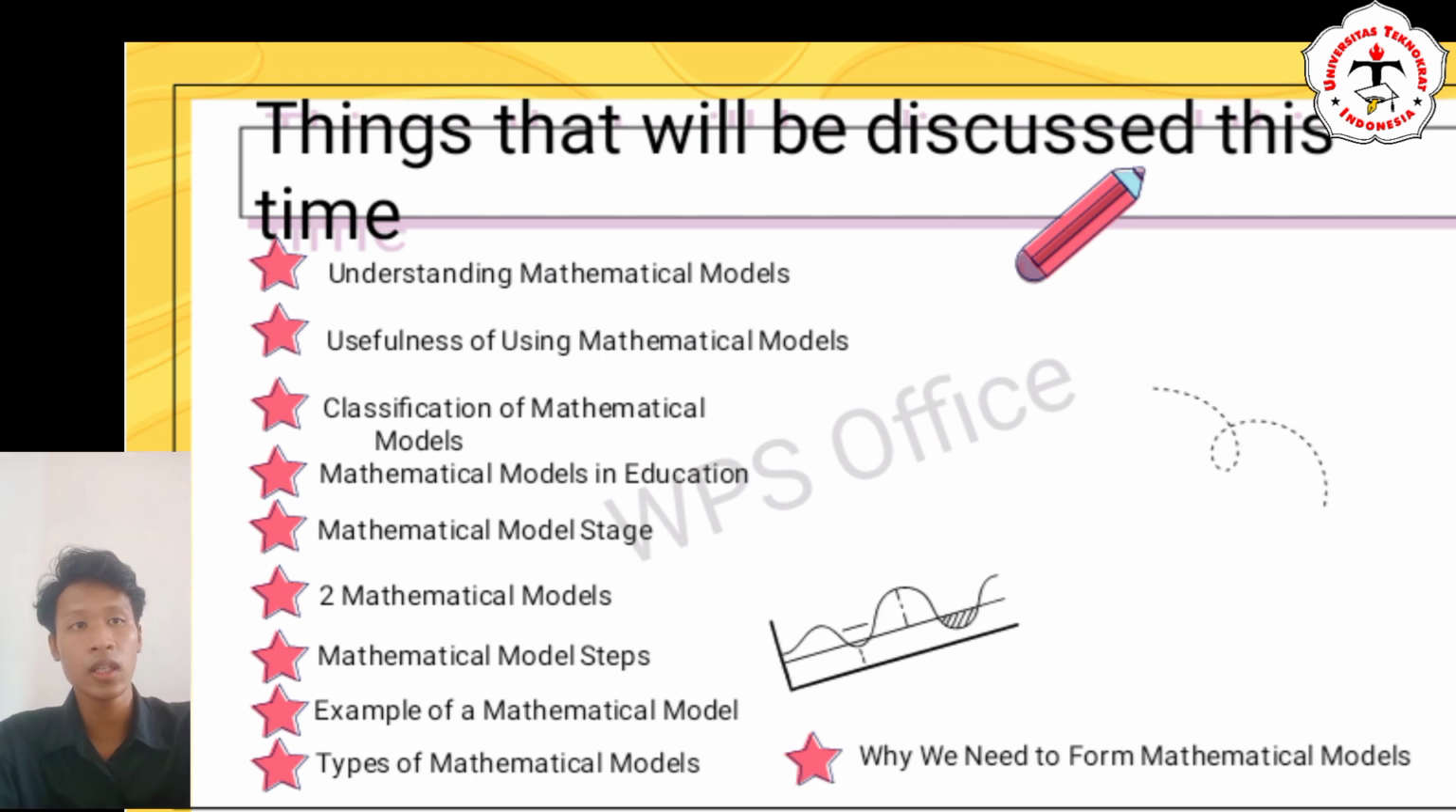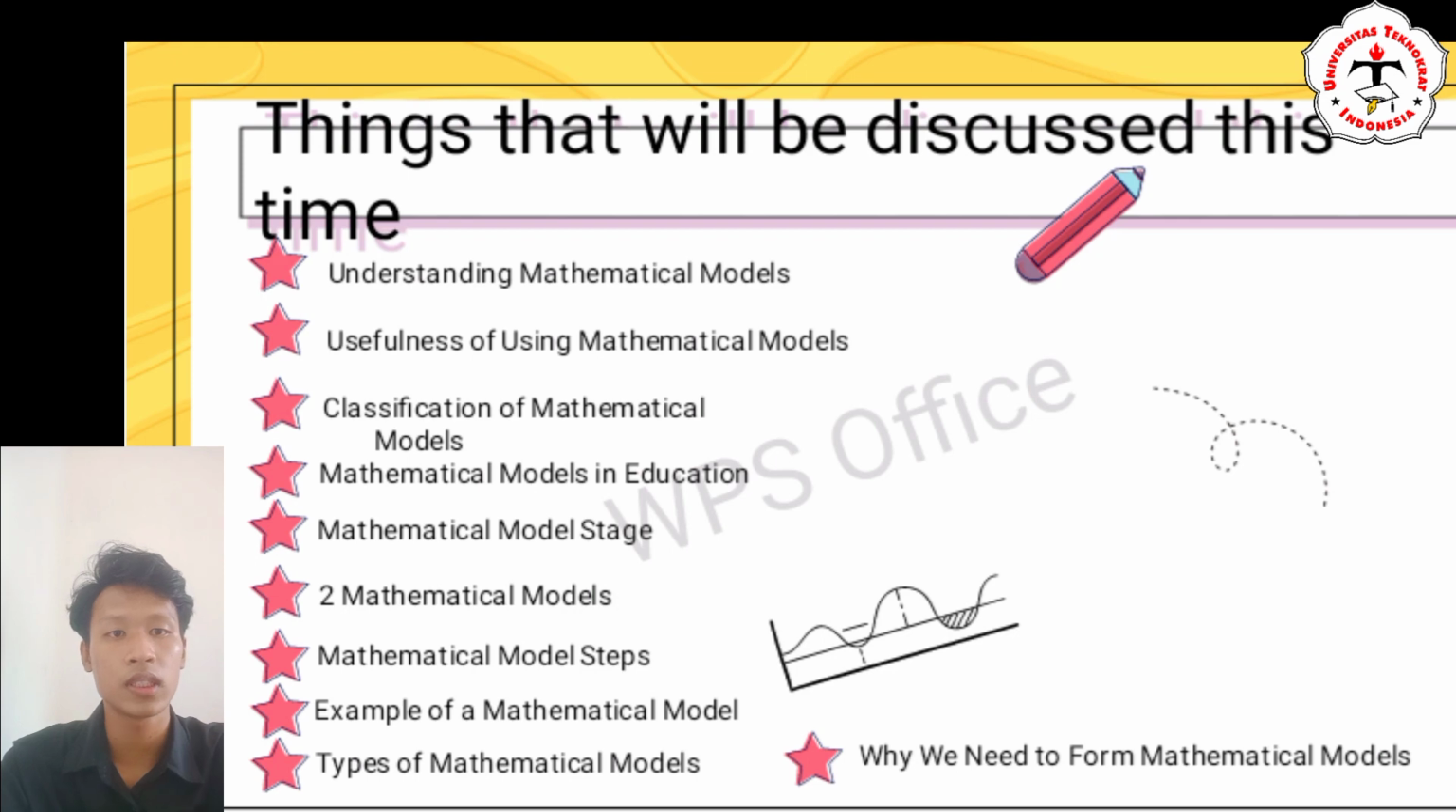Things that will be discussed this time. First, understanding mathematical model. Second, usefulness of using mathematical model. Third, classification of mathematical model. Fourth, mathematical model in education. Fifth, mathematical model stage. Sixth, mathematical model. Seventh, mathematical model step. Eighth, example of a mathematical model. Ninth, type of mathematical model. And tenth is why we need to form a mathematical model.